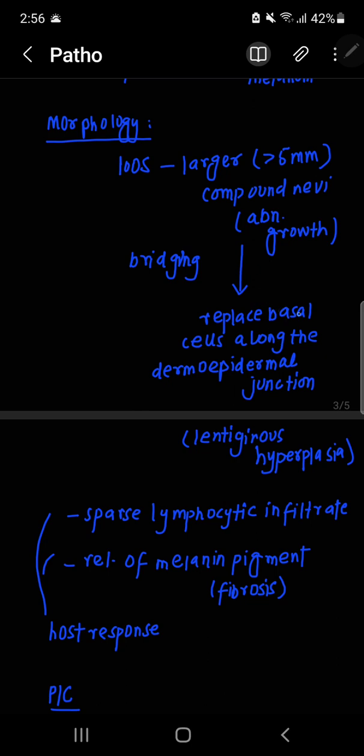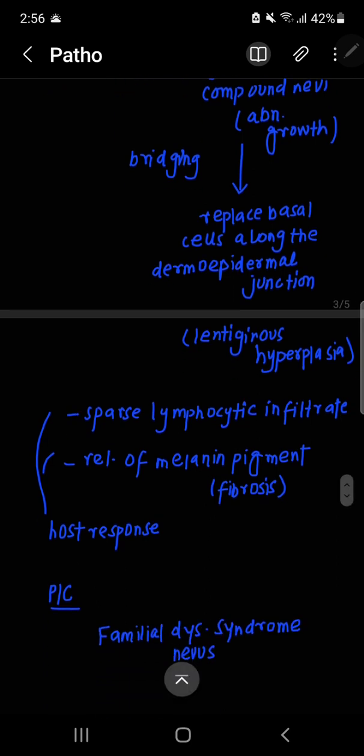since they're replacing the basal cells and have abnormal growth, they have all the features of abnormal growth, like hyperchromatic nuclei and some cytological atypia. And as they go into the dermo-epidermal junction, this phenomenon is called lentiginous hyperplasia.